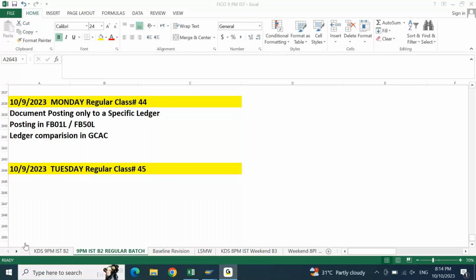Okay, in short, what we did yesterday was only to see how we can post entries to the ledger specific, and if something goes wrong, how do you rectify it? In short, how do you reverse it? How do you repost it? So in the last part, what have you done, Ajay?